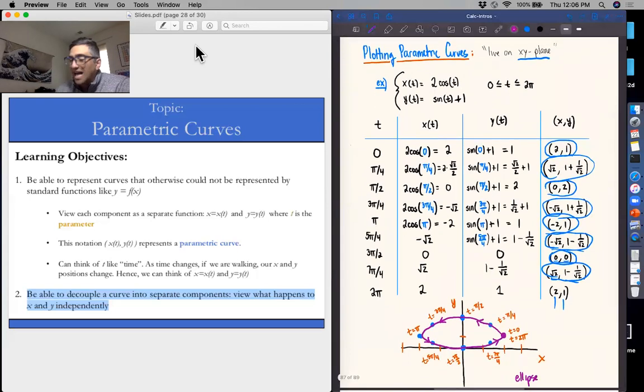So this is how we can plot parametric curves by going point by point, making a big table and then plotting all of those points individually, and then making sure that we construct that curve and give a direction to that curve indicative of the increasing values of that parameter t.